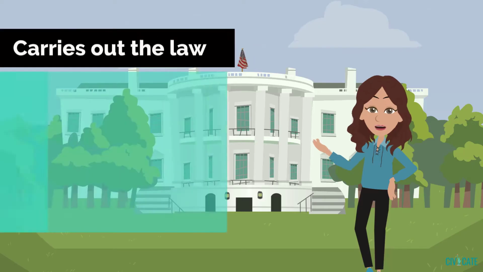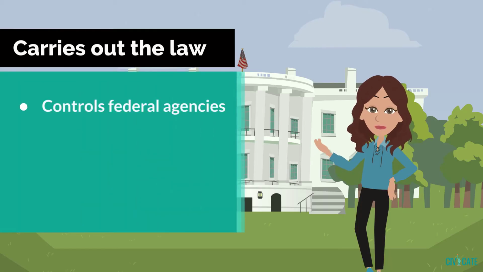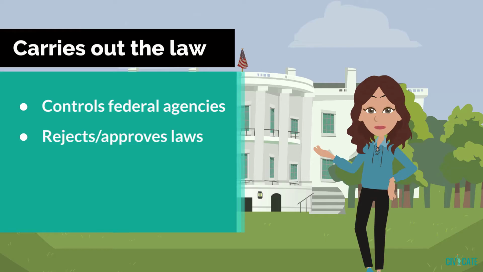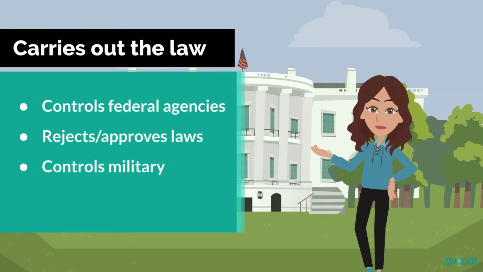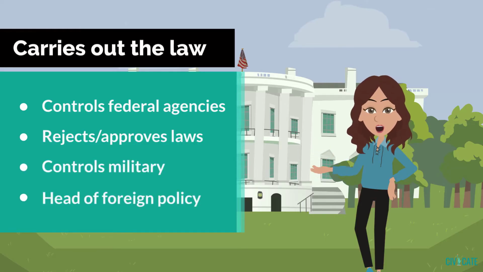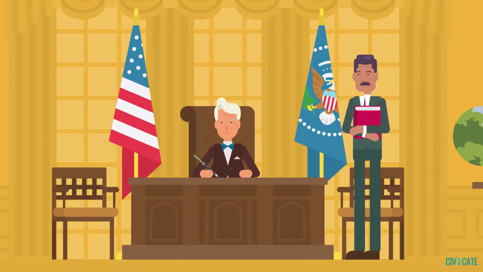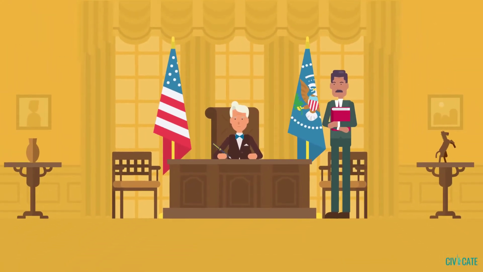The president carries out the law. This includes controlling federal agencies that enforce laws, rejecting or approving laws from the legislative branch, controlling the military, and being the head of foreign policy. The president also has more informal powers.